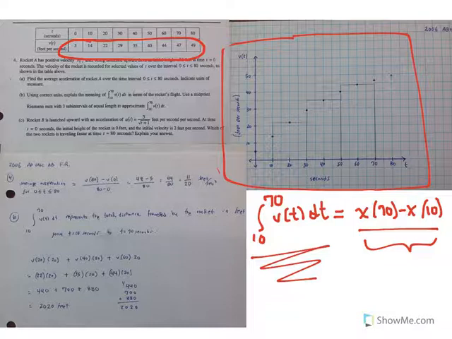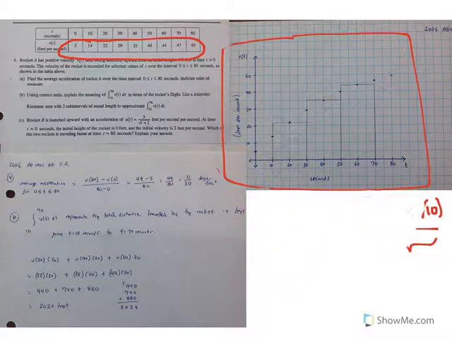this is also going to be interpreted as not just the net change in position of the rocket between the two times, but because it's only moving in one direction, it's also going to be interpreted as the total distance traveled by the rocket in that time interval from 10 to 70 seconds, and that distance is going to be measured in feet. So that's how you would do the first part of the problem.